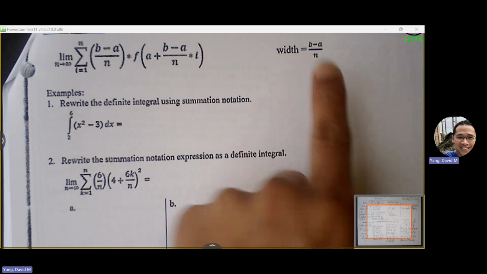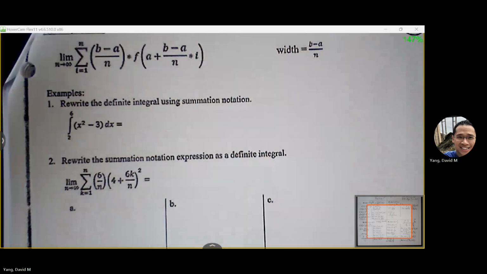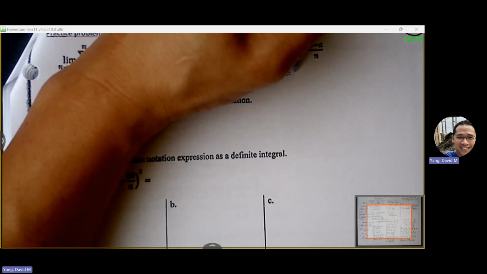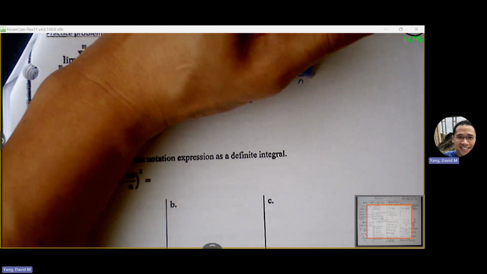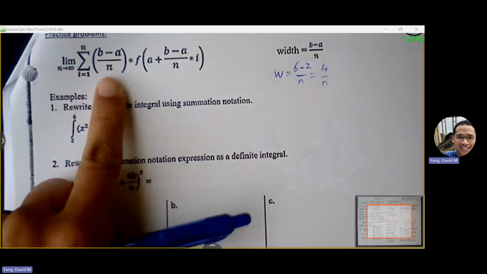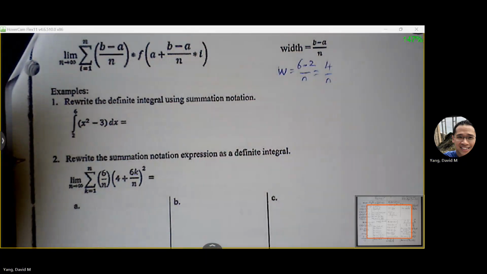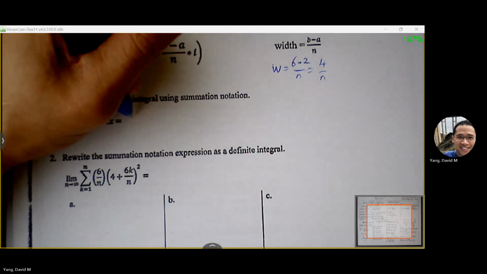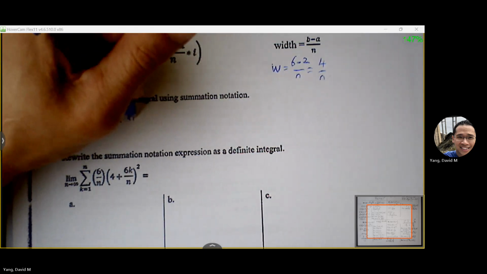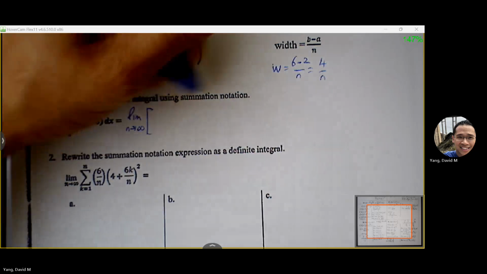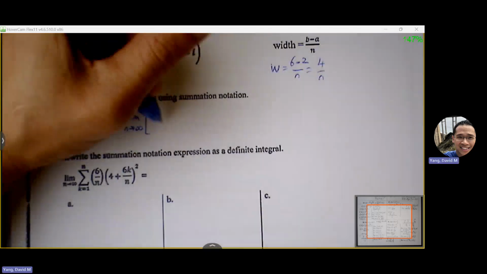A is 2, yeah. And my B is 6, right? So the width for my problem is going to be 6 minus 2 over n, which is 4 over n. So 4 over n can replace all my B minus A over n. Oops, sorry.